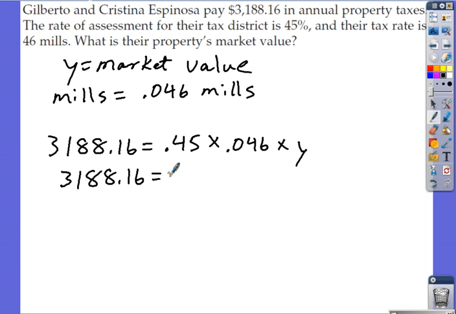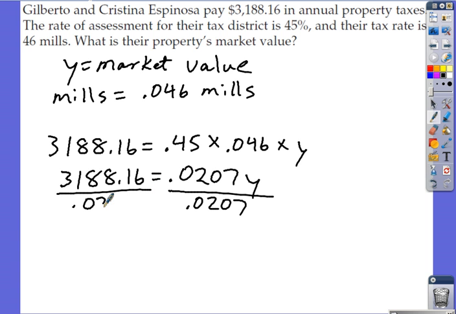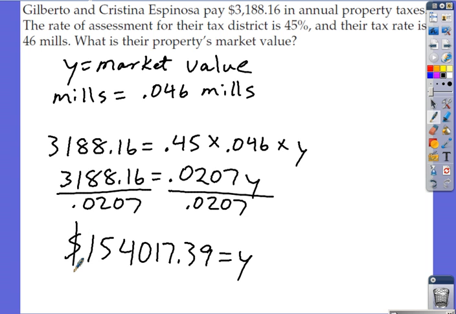0.45 times 0.046 is 0.0207 Y. Divide both sides by 0.0207. And you come up with $154,017.39 equals Y. That is the market value of my house. Okay, let's go ahead and move on.